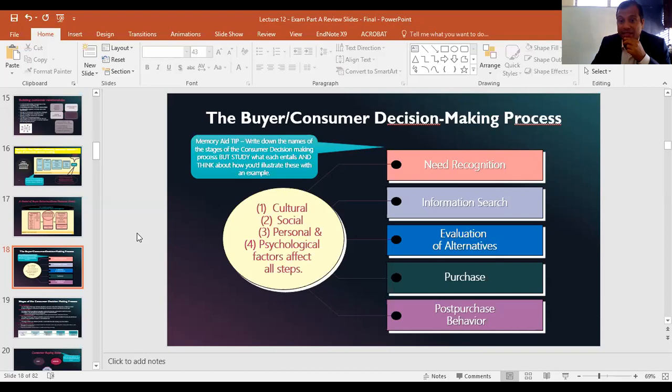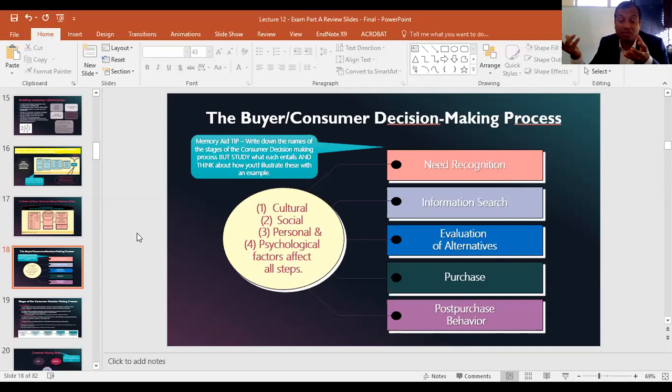The different stages, 5 stages in the decision-making process. One memory tip says you can write down the names of the stages of the consumer buying decision-making process, but study what each entails and think about how you would illustrate them with an example. Sometimes you have to provide an example. The question in part two could be: can you provide a real example where you recently purchased some items and went through all these 5 steps? In that case, you have to write from your own reflection and experience.